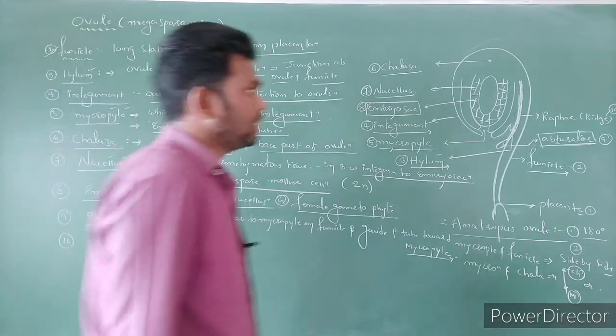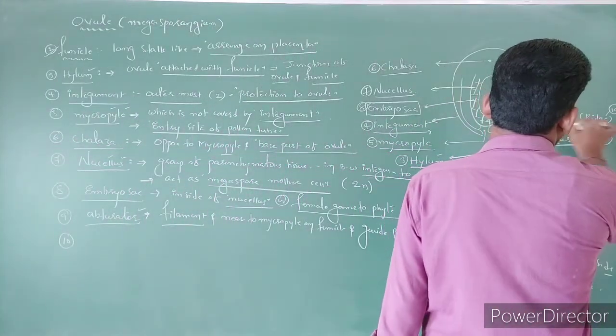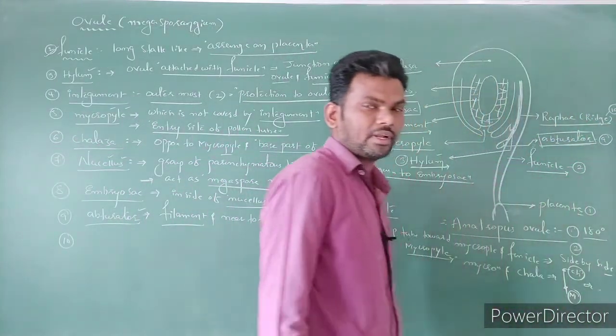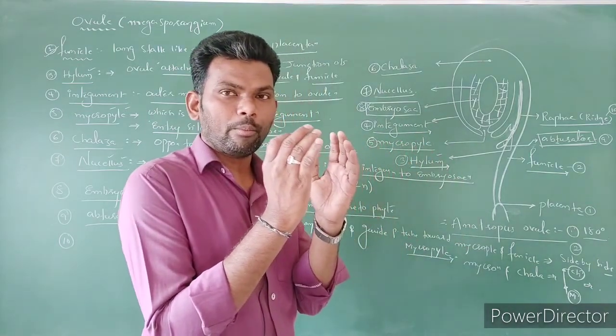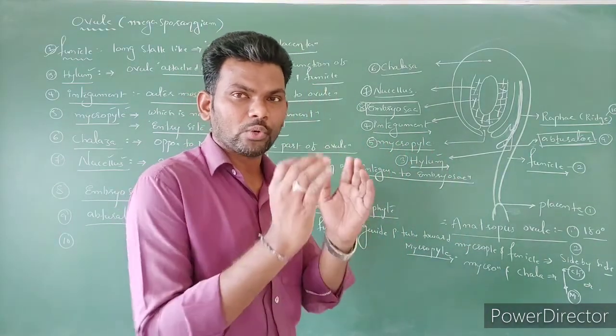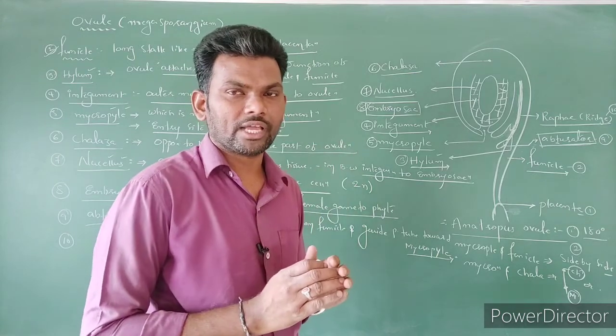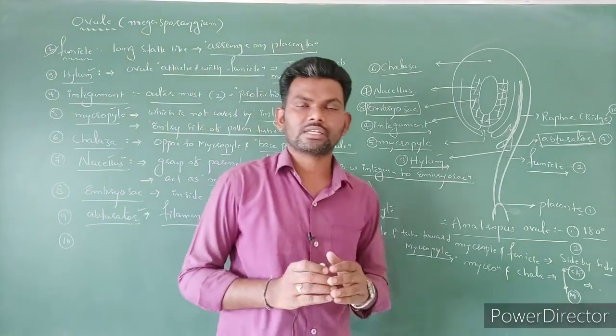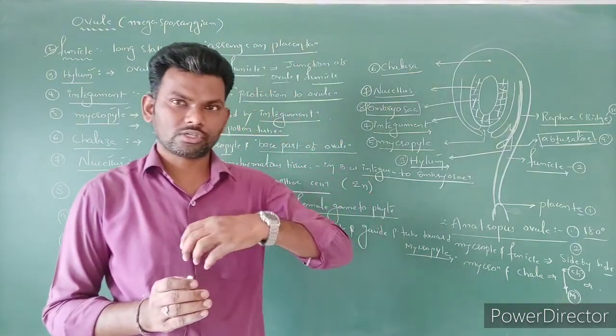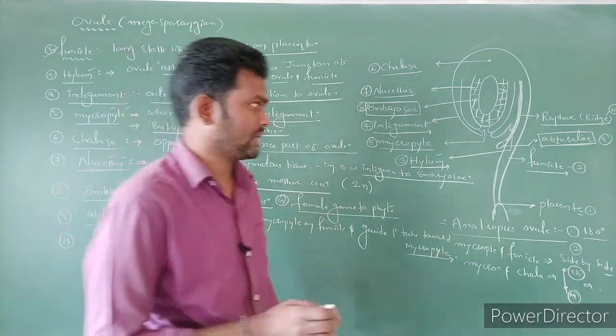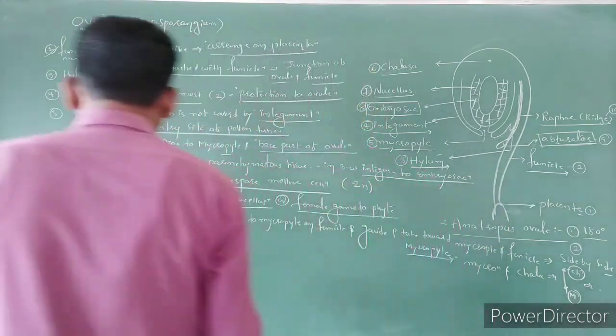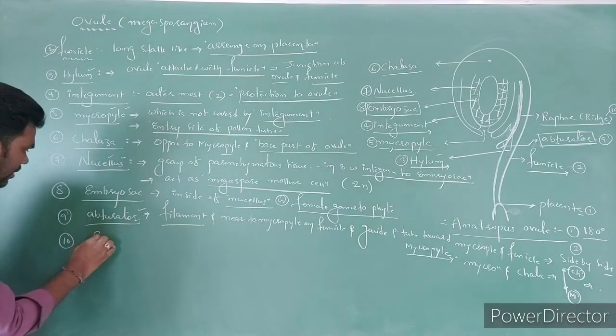Next, one more point here, the raphe. We can notice a ridge-like structure in the main oval body, and that we call the raphe. The raphe consists of a vascular bundle. It means transport occurs. The vascular bundle is present, right? Put the heading: one more is raphe.